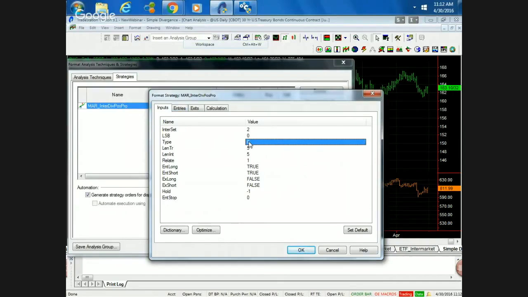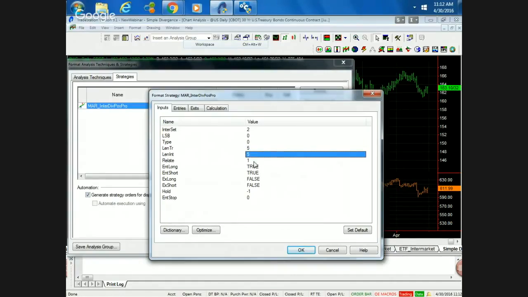Gotcha. Right. 0 means price minus price n bars ago, and 1 means price minus the moving average. So you have two different types of trend indicator. Is that what we're using to determine if it's above or below the zero line? Exactly. You have two different methods. And here are the parameters for the look back of either price or the moving average.